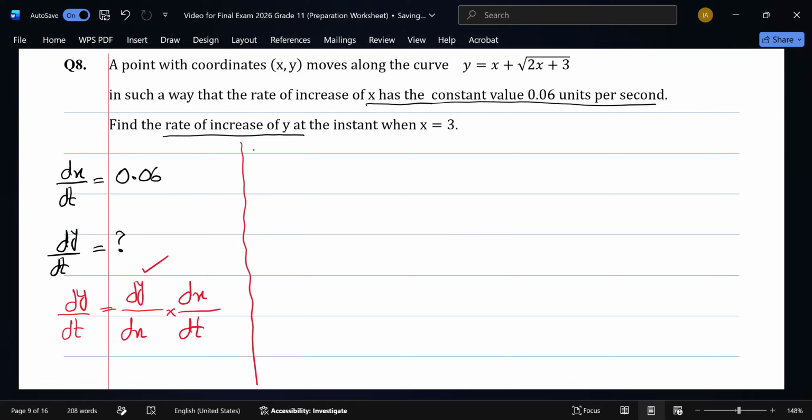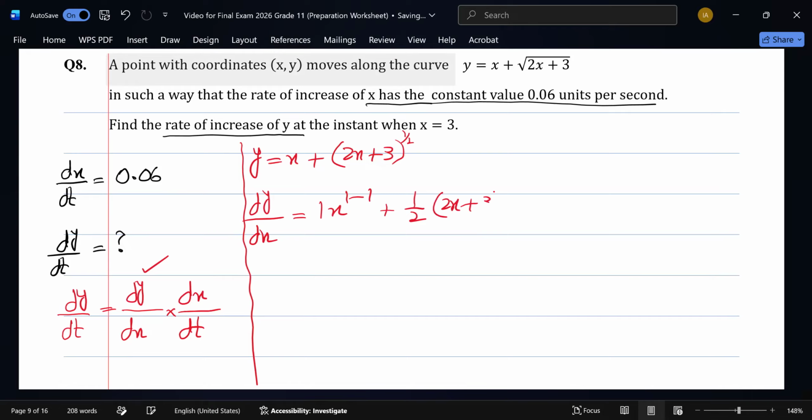It's going to be y equals x plus (2x plus 3) power half. Let's differentiate the equation. So dy over dx is going to be, this is 1 times x power 1 minus 1. In the second part, let's bring this power down, that is half. The bracket will remain the same and subtract 1 from the power. Then we differentiate the terms inside the bracket: 2 times 1 is 2, minus 1, and the second part of the bracket is 3. Therefore, the derivative will be 0.